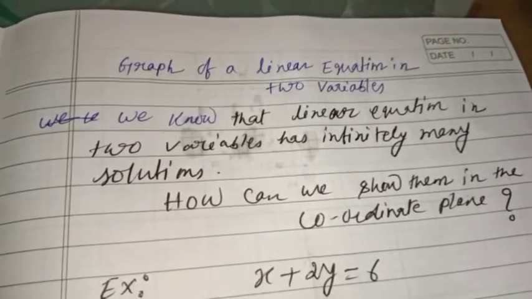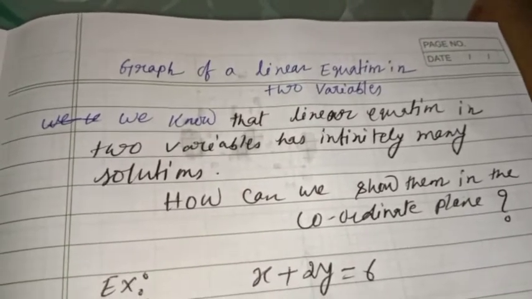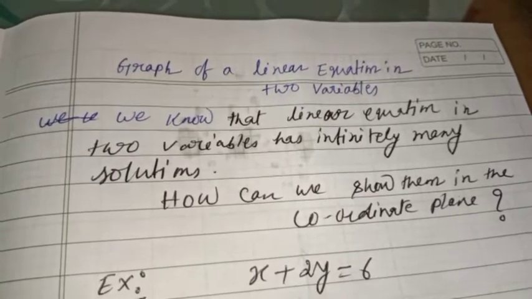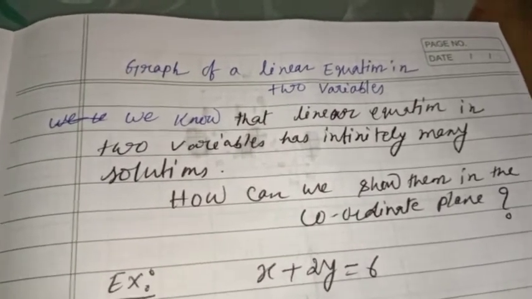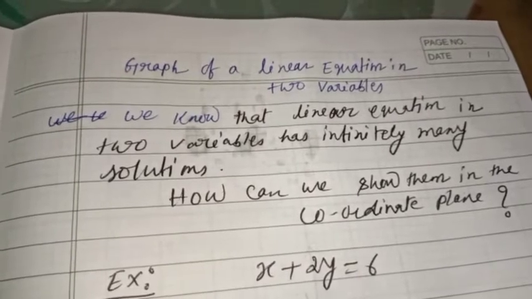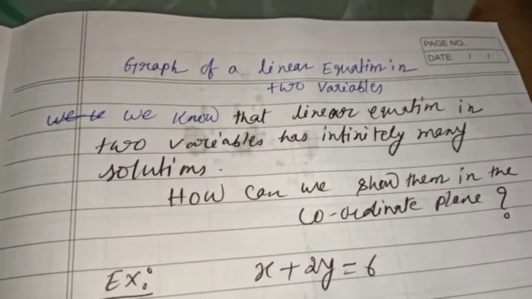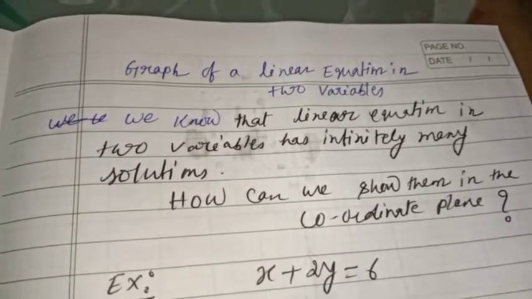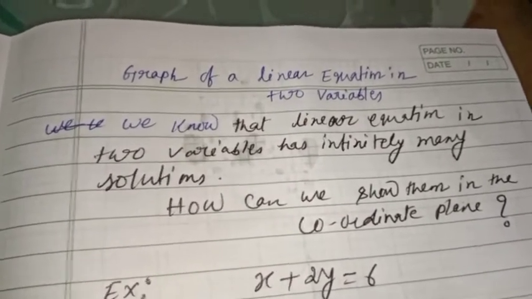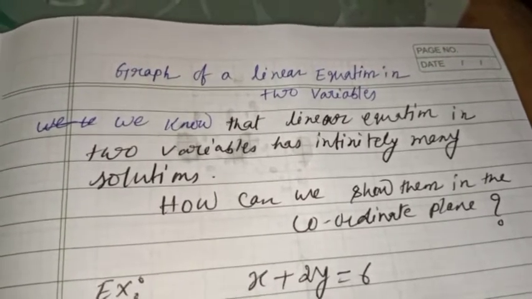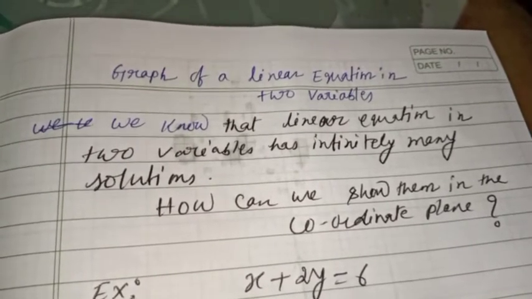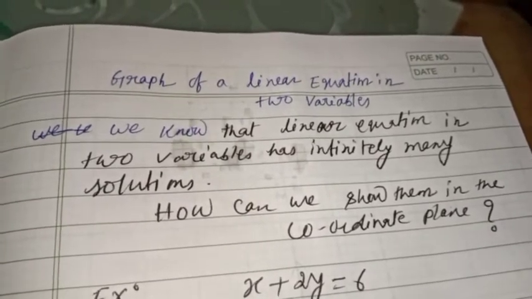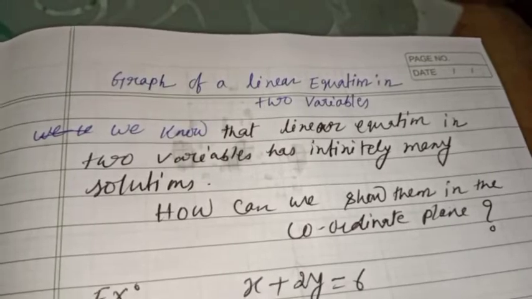Now see, we know that a linear equation in two variables has infinitely many solutions. So all of you notice, infinitely many solutions. How can you show them in a coordinate plane? There are so many ways to show the infinitely many solutions of a linear equation in two variables, but how can we show them in the coordinate plane, that means a graph.